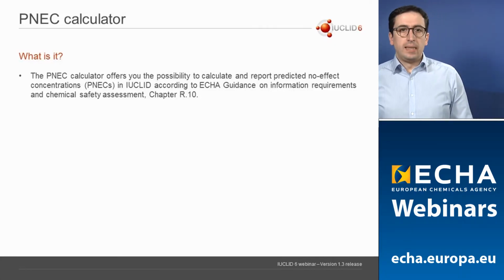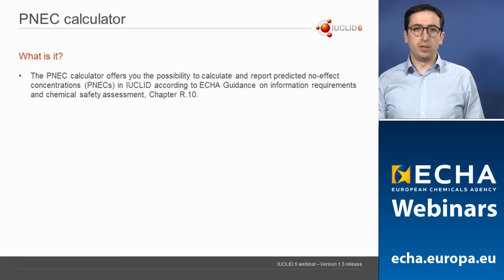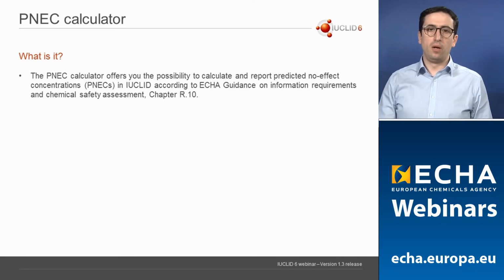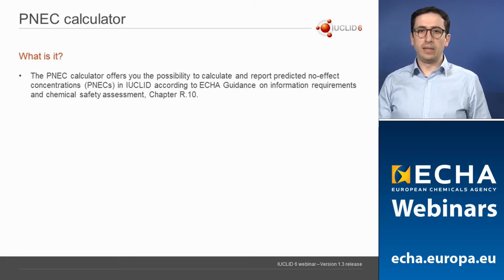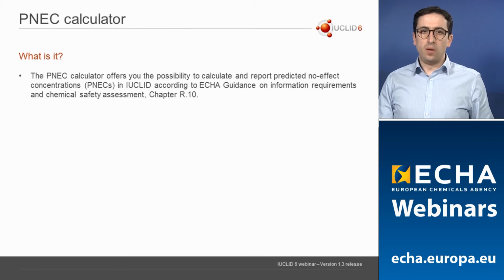So what is the PNEC calculator? The PNEC calculator offers you the possibility to calculate and report predicted no-effect concentrations, also called PNECs, in Euclid according to ECHA guidance on information requirements and chemical safety assessment in chapter R10.